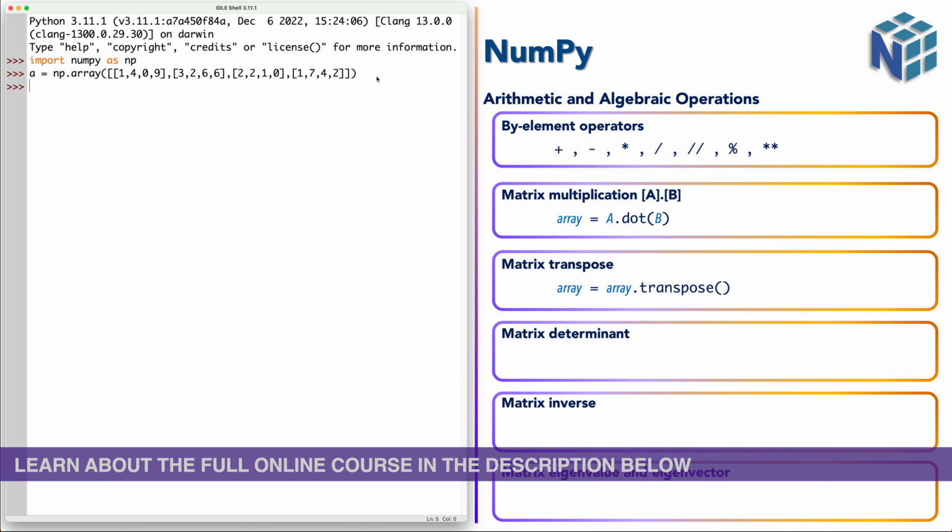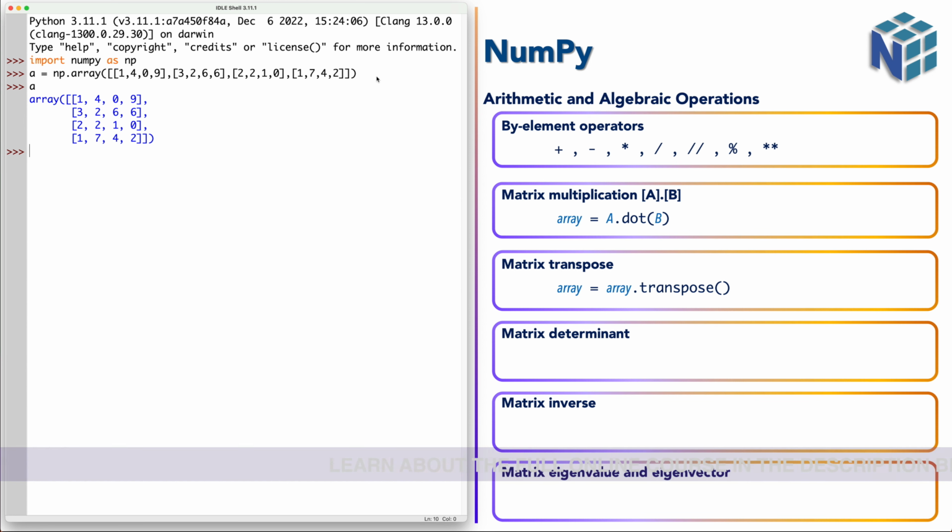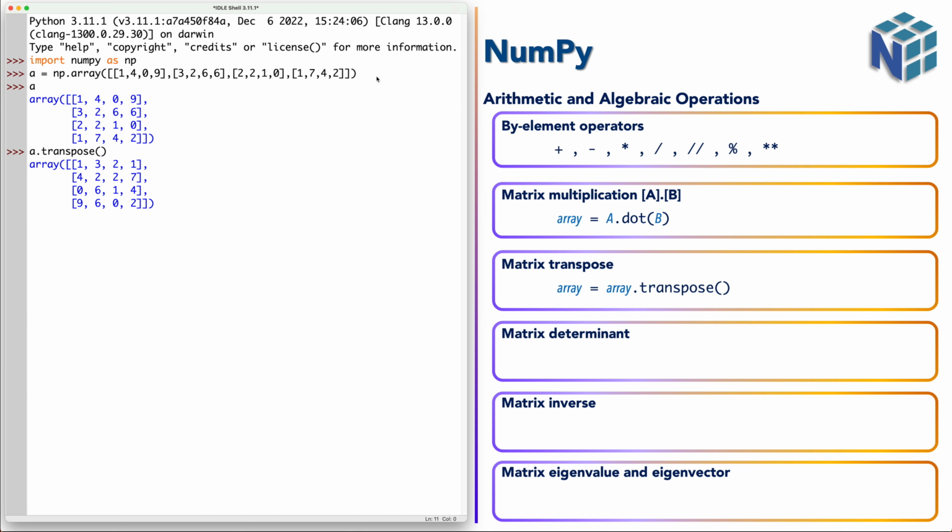Now the matrix transpose converts rows to columns and the columns to rows. So we have now this example matrix A. So let's try to have its transpose. The first row became the first column, the second row became the second column, and so on.